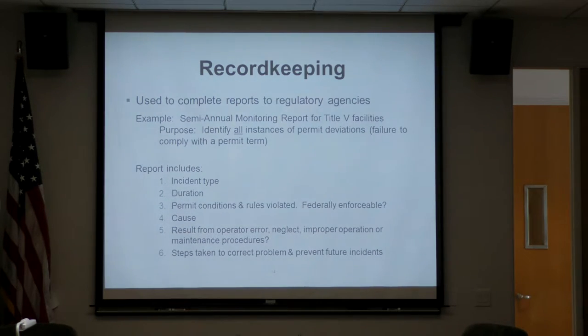I'll also have to discuss the cause and whether or not it was a result of operator error, neglect, improper operation, or maintenance procedures. And I'll have to discuss the steps taken to correct the problem and prevent future incidents. That's why whenever there is a deviation from the permit condition, it's very important to let compliance know, because we do want to minimize the amount of time the incident lasted, whether it is to implement new corrective actions or to do more frequent training for new operators that may not be familiar with the permit.